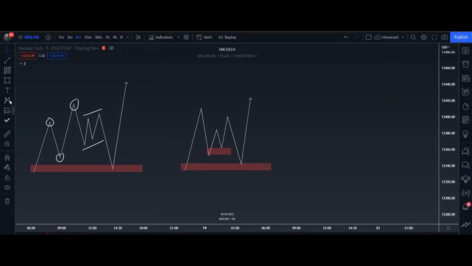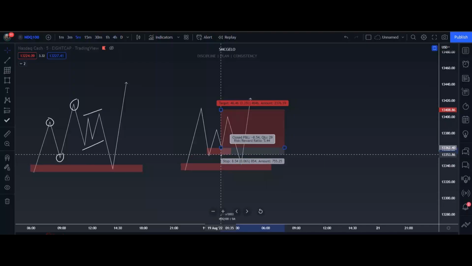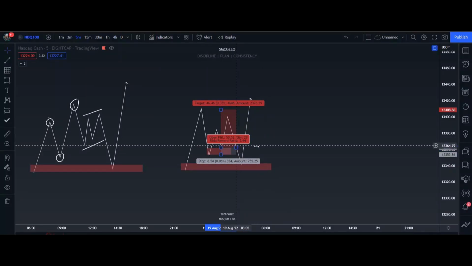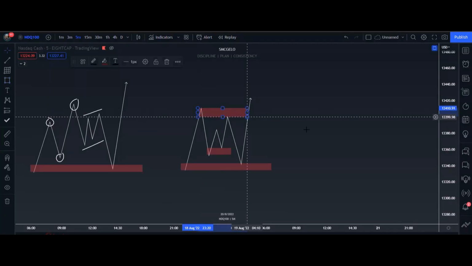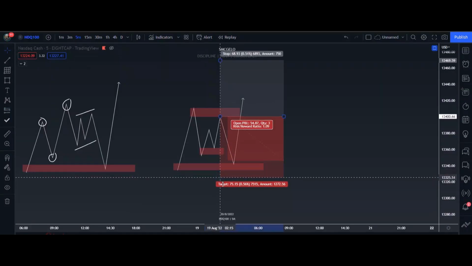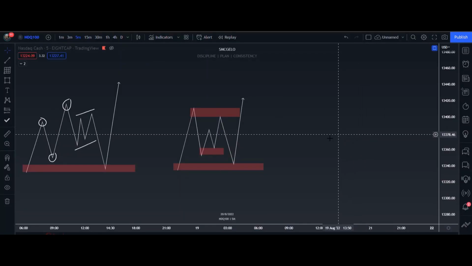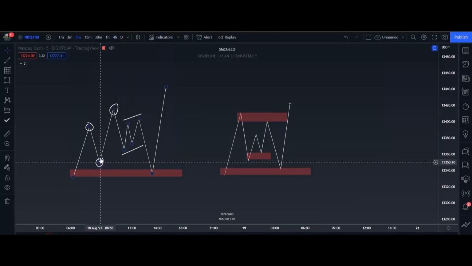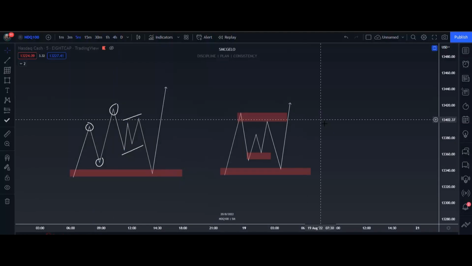Okay, so either way, people are buying, stopped out, and if people are selling from this zone, riding it to the next lows, they're getting stopped out. Same thing with this one. People are buying from this demand zone, getting stopped out. People are selling from this supply zone, getting stopped out.